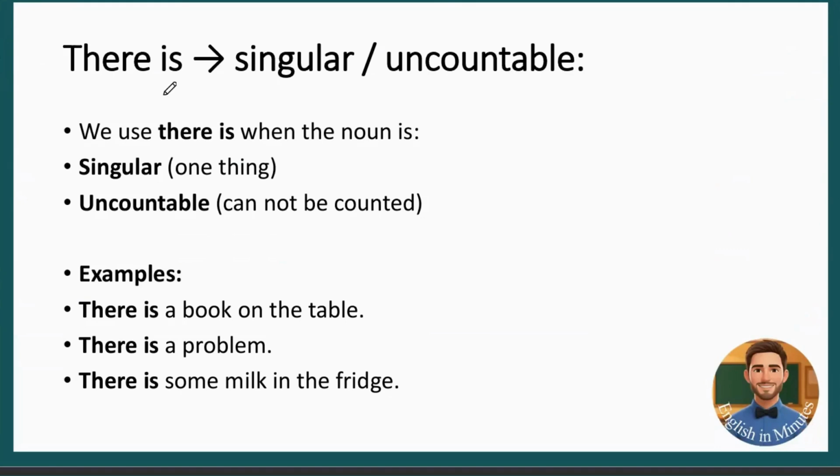So let's have a look at there is. What is the rule for there is and how do we use it? So there is: singular or uncountable. We use there is when the noun is singular, one thing, or uncountable, cannot be counted. Okay, here are some examples. There is a book on the table. There is a problem. There is some milk in the fridge. Okay, here you can see we only talk about one thing.